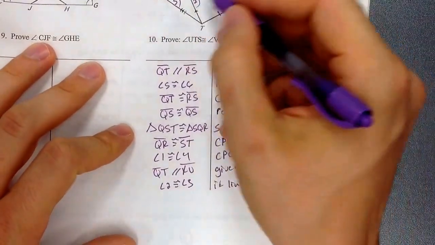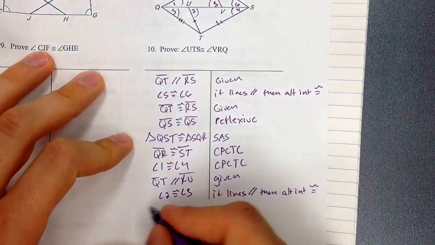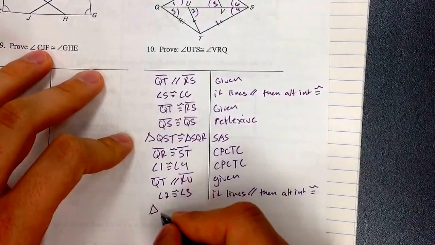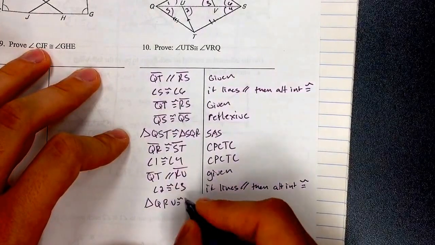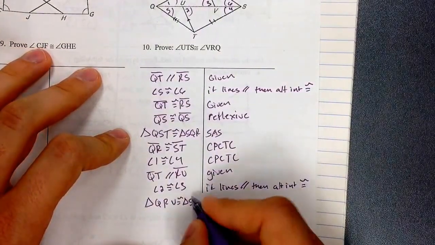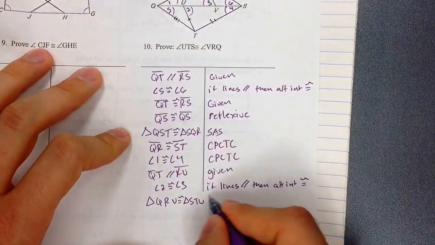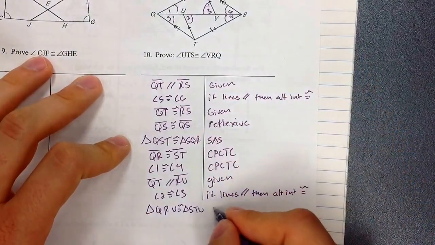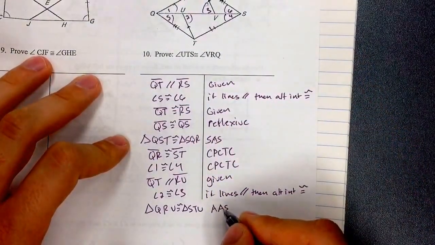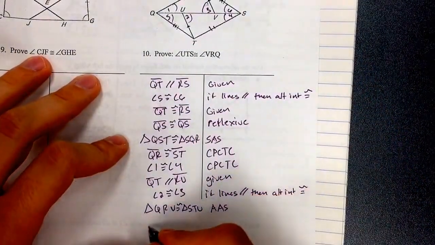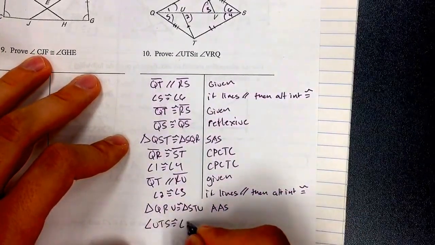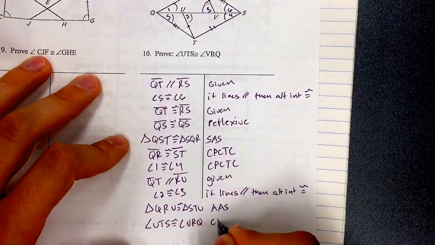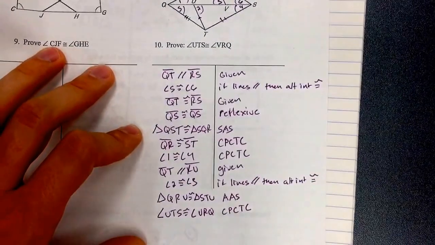At this point, I've got everything I need to make those two medium triangles match. So triangle QRV is going to be congruent to triangle STU. I have angle side on that one. And then I can simply rip off the angle that they asked for. Angle UTS is going to be congruent to angle VRQ. That's going to be CP/CTC. Looking good.